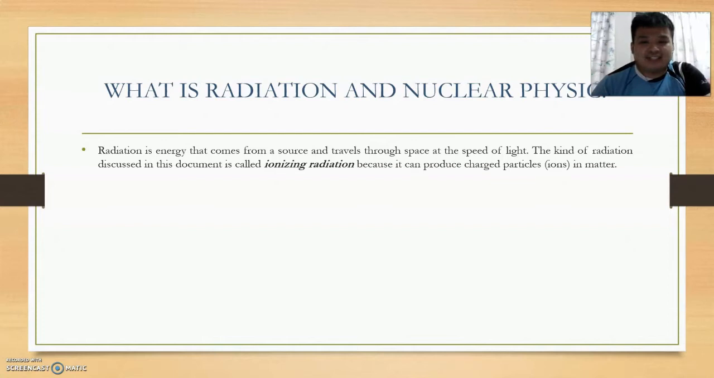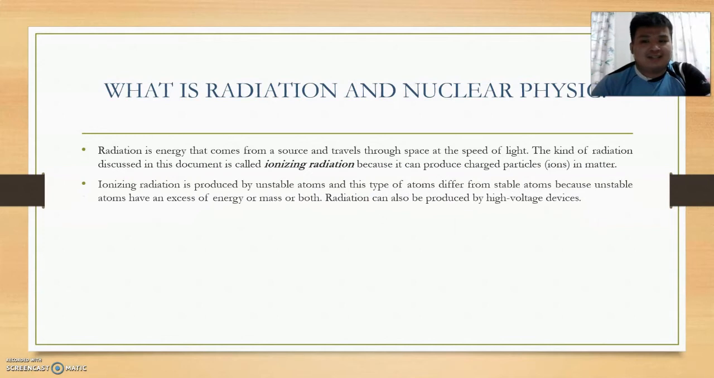This kind of radiation discussed in this document is called ionizing radiation because it can produce charged particles, which are ions in matter. Ionizing radiation is produced by unstable atoms, and this type of atom differs from a stable atom because an unstable atom has an excess of energy or mass or both. And radiation can also be produced by high voltage devices.